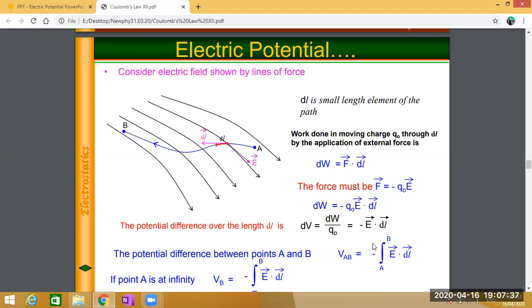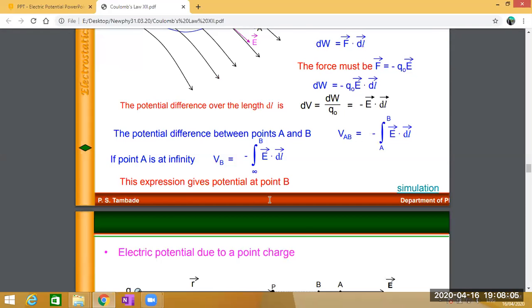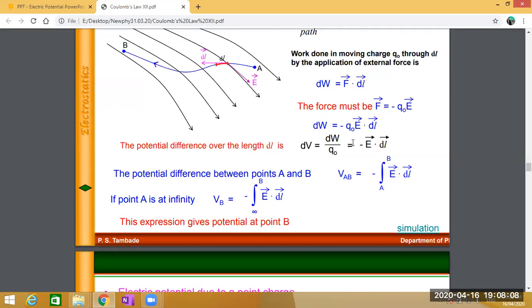So potential difference is just equal to the negative of the scalar product of electric field and displacement vector dl. Now, in order to move the charge Q naught from point A to B, we integrate this elementary work done or elementary potential, taking the point from A to B, and then we get the electric potential difference between A and B. And similarly, we can generalize. So this is the region, here point A to B.